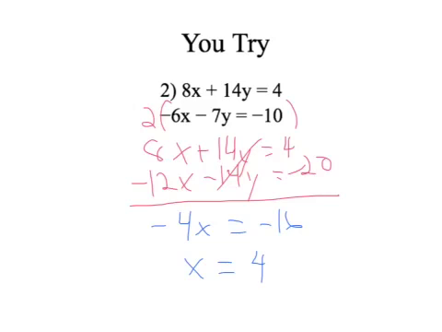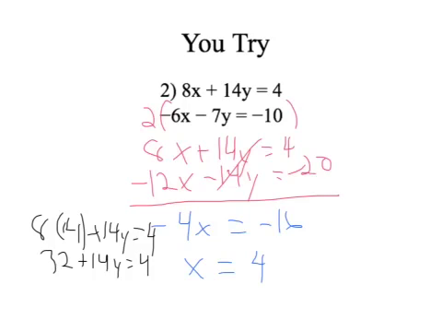Plug that into original. I'm going to take out x, put in 4. Gives me 32 plus 14y is equal to 4. Subtract 32 from both sides. 14y would equal negative 28. Divide by 14, y would equal negative 2. So my answer would be 4, negative 2.